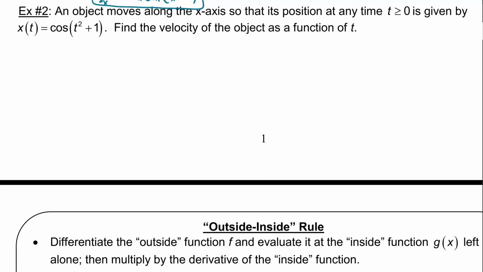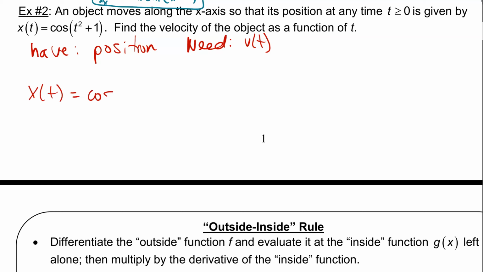It's the same thing. I have position. I need velocity. So I must take the derivative. So right now I have x of t equal to cosine of t squared plus 1. Just to be clear, cosine is my outer, t squared plus 1 is my inner.